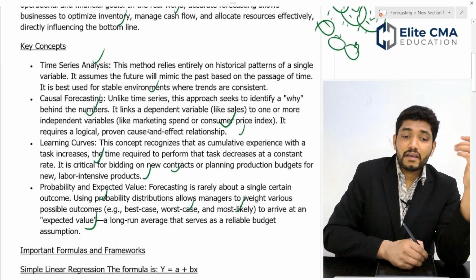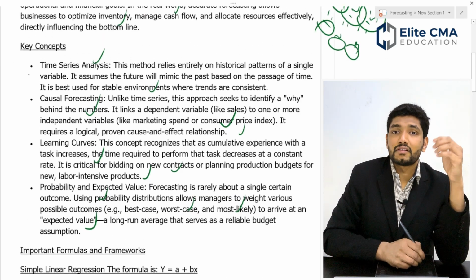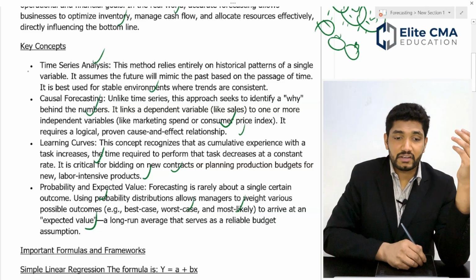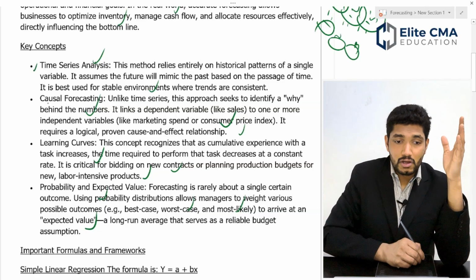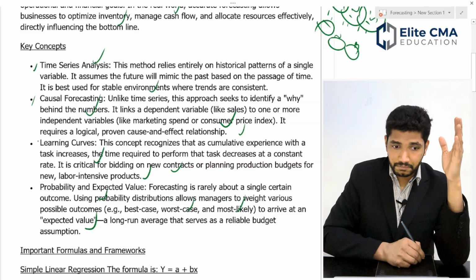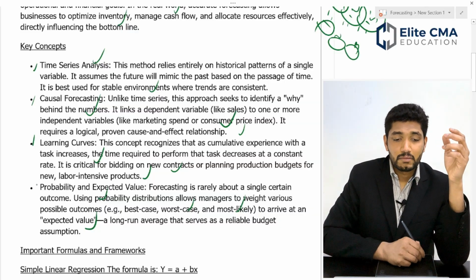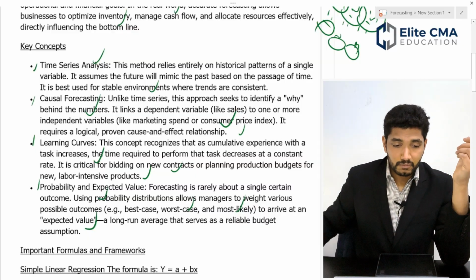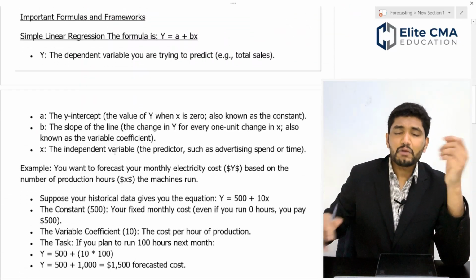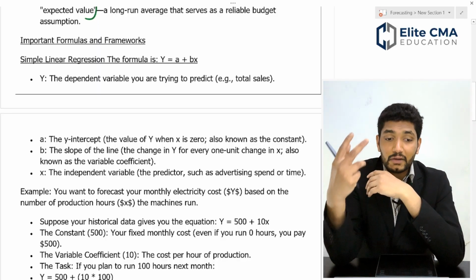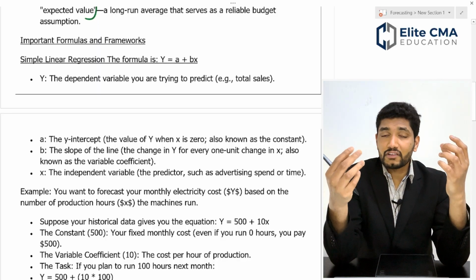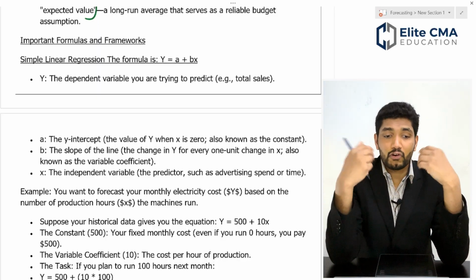So these are the key forecasting techniques that companies use for budgeting: time series analysis, causal forecasting, learning curve, probability and expected value. Now we will move to how to calculate these forecasts.